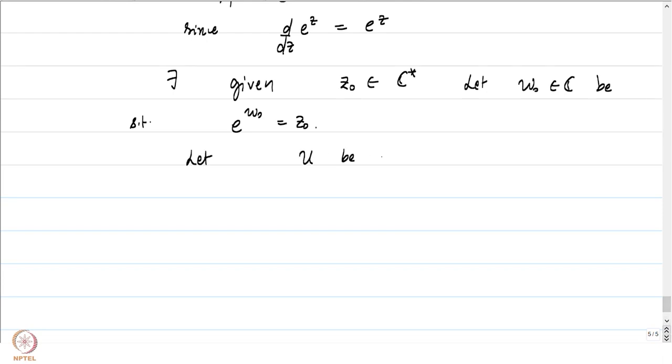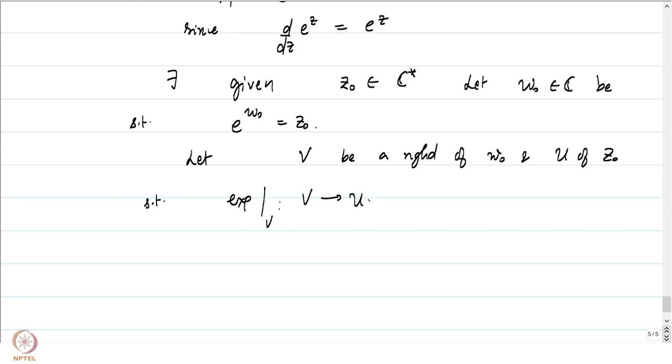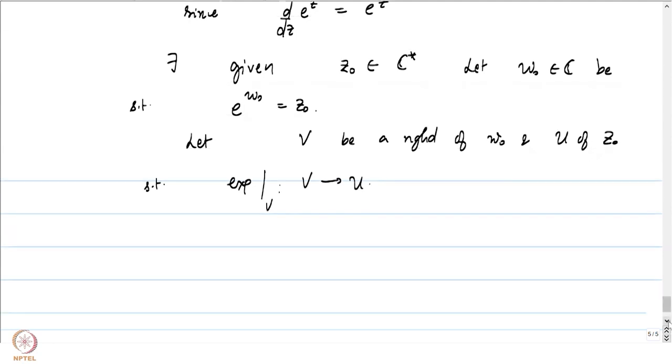Let V be a neighborhood of w0 and U a neighborhood of z0 such that when restricted to V, the exponential is going to be a local biholomorphism. It's going to be a biholomorphism. It's going to be a holomorphic map with a holomorphic inverse.